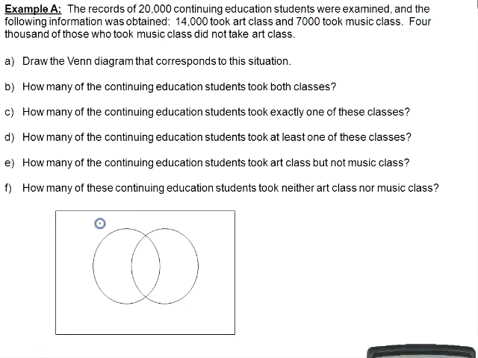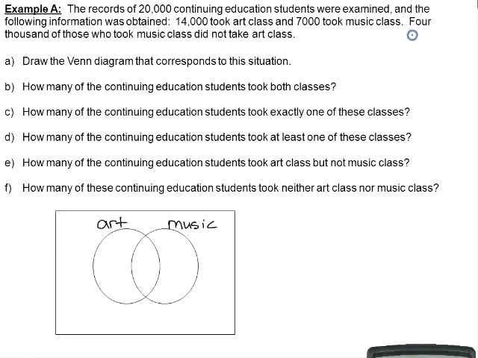We're looking at two different classes. We're looking at art class, and we're looking at music class. There are 20,000 students in this study. 14,000 took art, so we know our art circle has a total of 14,000 people in it. Some of those art students took music, some did not. 7,000 students took music. We know the total of our music circle is 7,000. Some of those students took art, some did not.